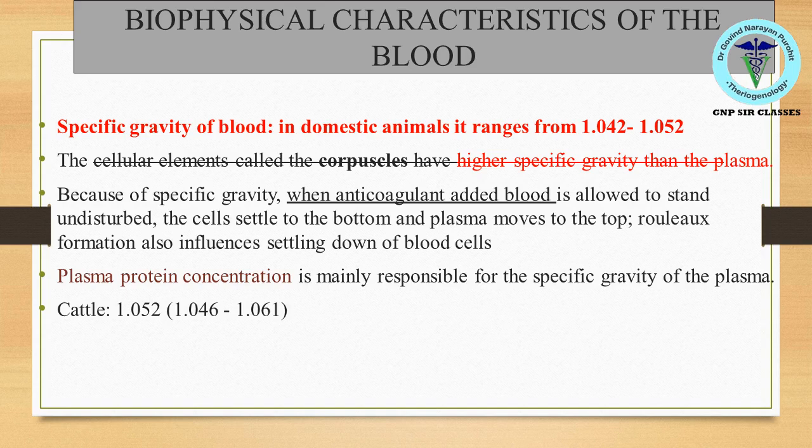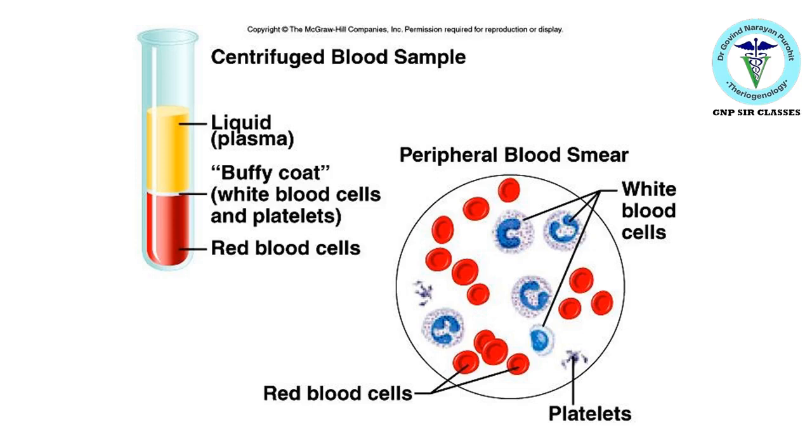The biophysical characteristics of blood include its specific gravity, which ranges from 1.042 to 1.052 in domestic animals. Plasma protein concentration is a key factor in determining this specific gravity. A centrifuged blood sample separates into plasma, the buffy coat, and red blood cells. This visual helps us understand the different components of blood.